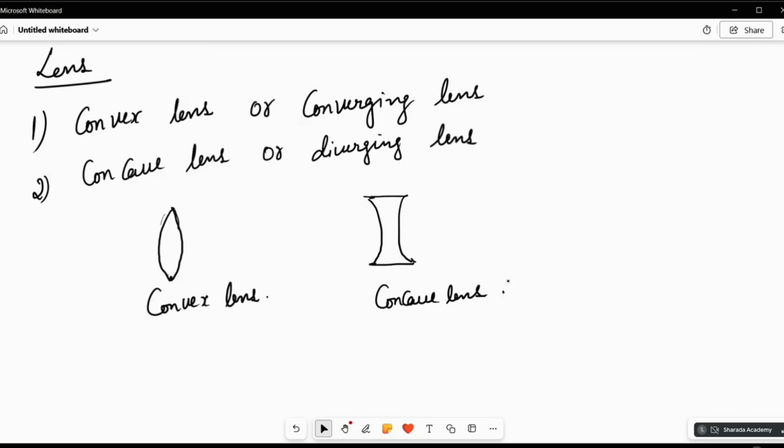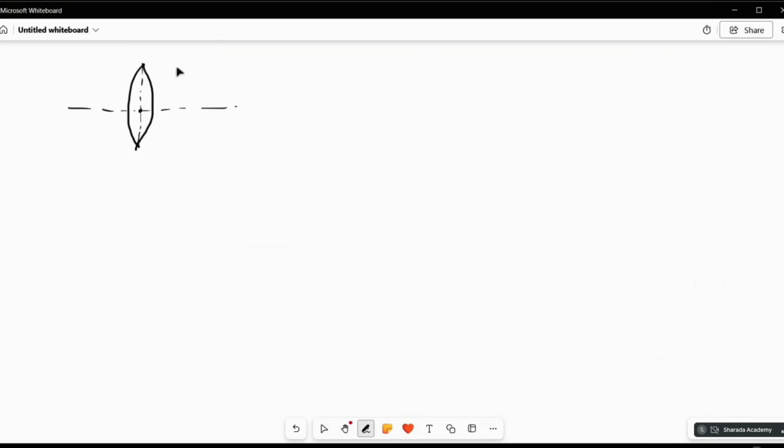Where light tries to converge at one point, that point we call the focus for the convex lens. And the point from which it appears to diverge, we call the focal point for the concave lens. The center point here, we call the optic center.